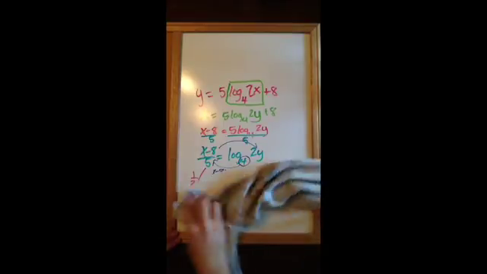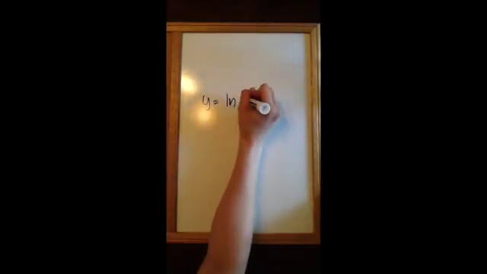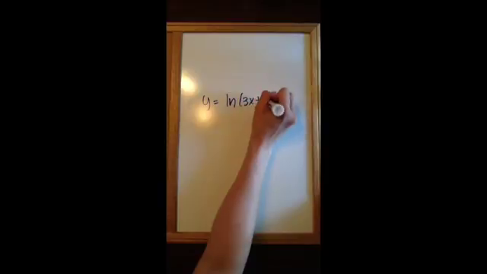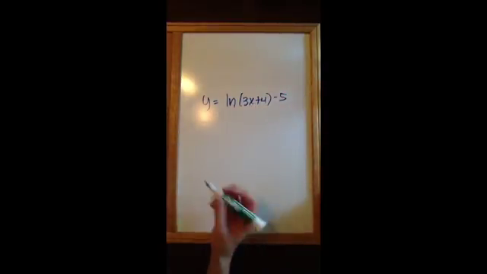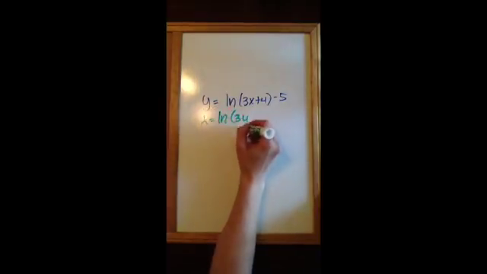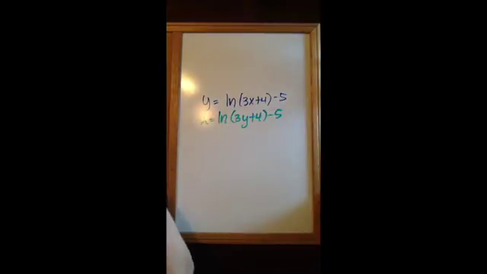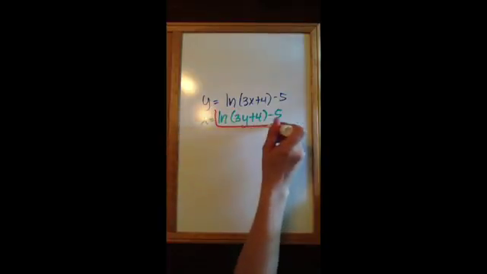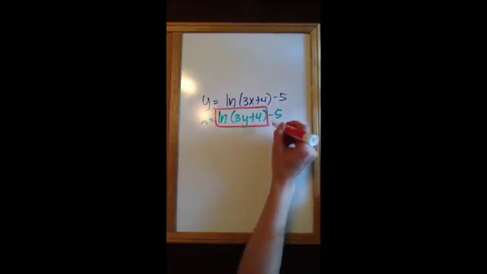Now, let's see what happens when you have a natural log. If I have y equals natural log of 3x plus 4 minus 5. So I'm going to start out by switching x and y. So I have x equals the natural log of 3y plus 4 minus 5. I'm going to get the natural log by itself. On this one, the natural log is where my parentheses end. So that's what I want alone. So I'm going to undo subtracting 5. So I'm going to add 5.